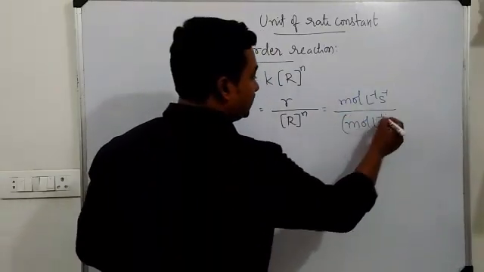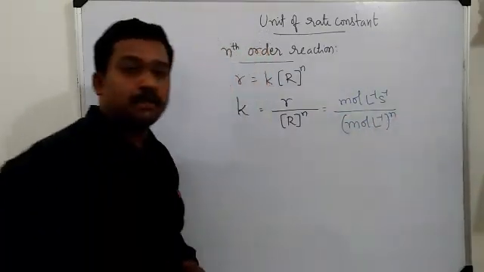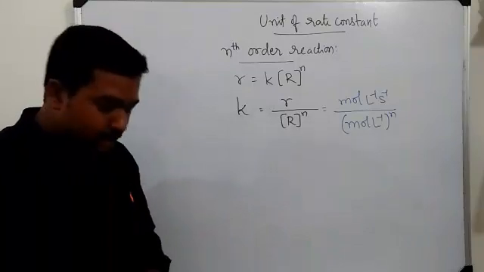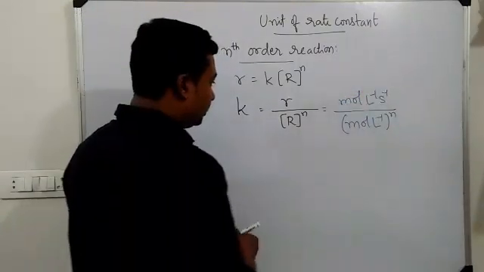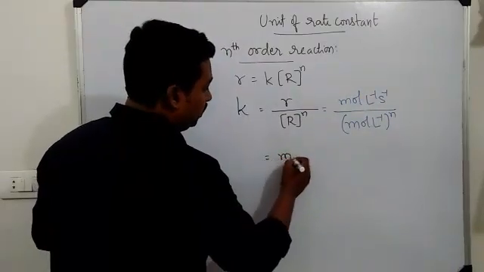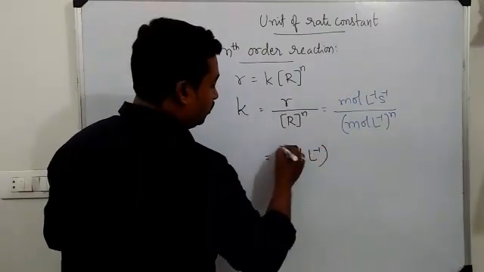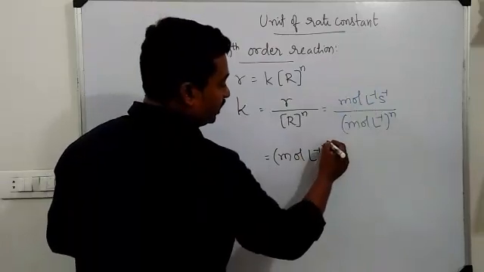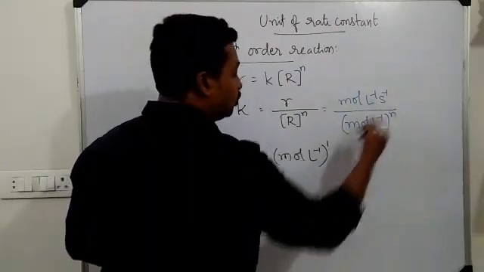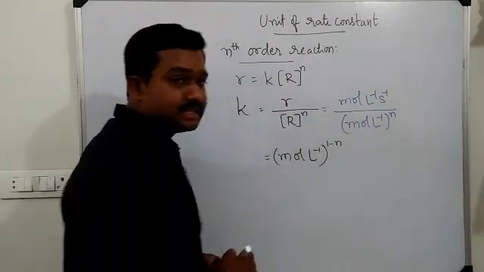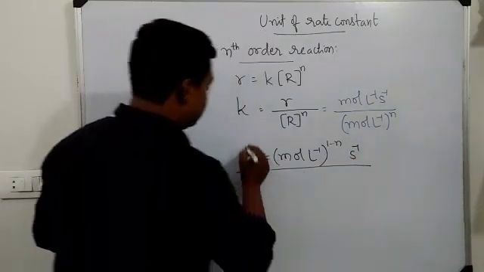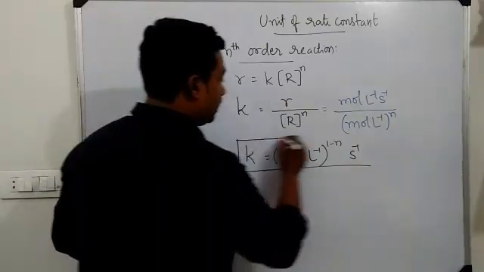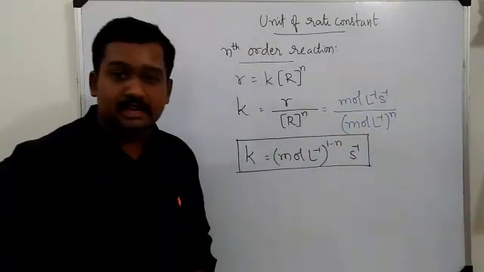Concentration has a unit mole per liter. Now its power is raised to n. Mole per liter power n. Take it to the numerator. It becomes mole per liter whole power, already there is one unit, that is 1, and it goes to numerator and therefore it is minus n, and so per second. This will be the standard unit of rate constant of an nth order reaction.